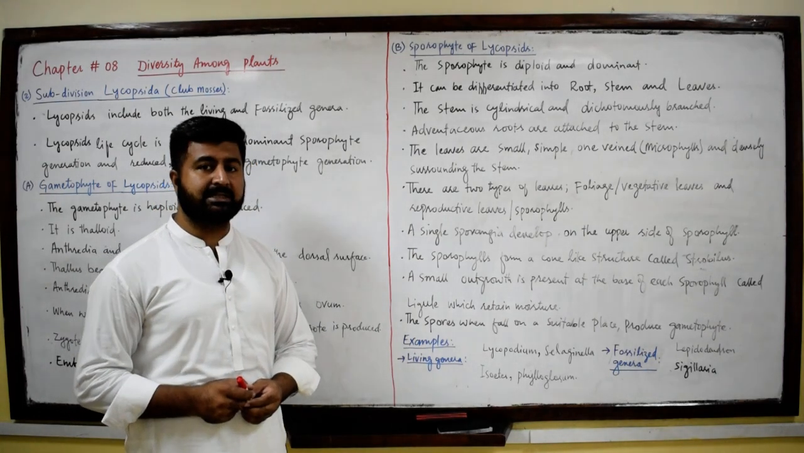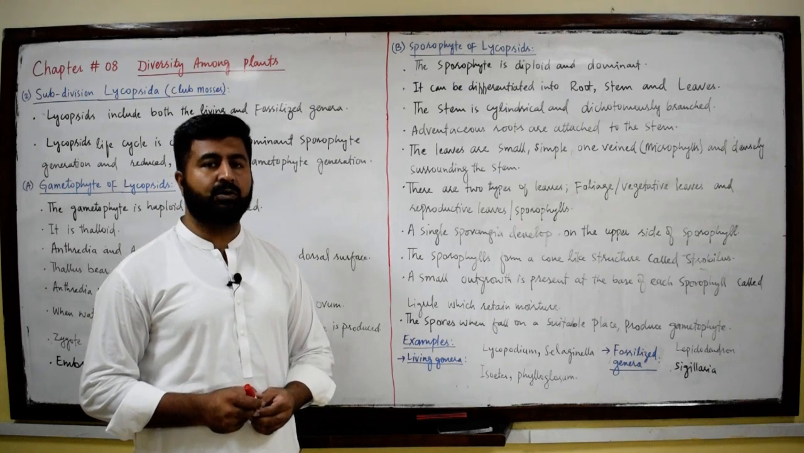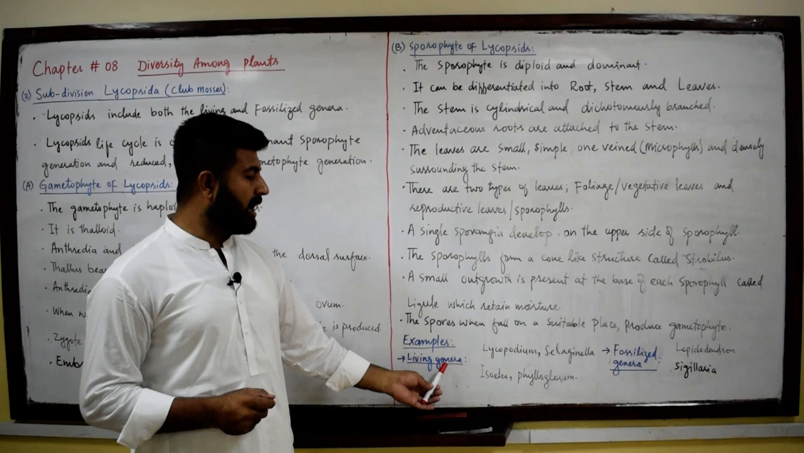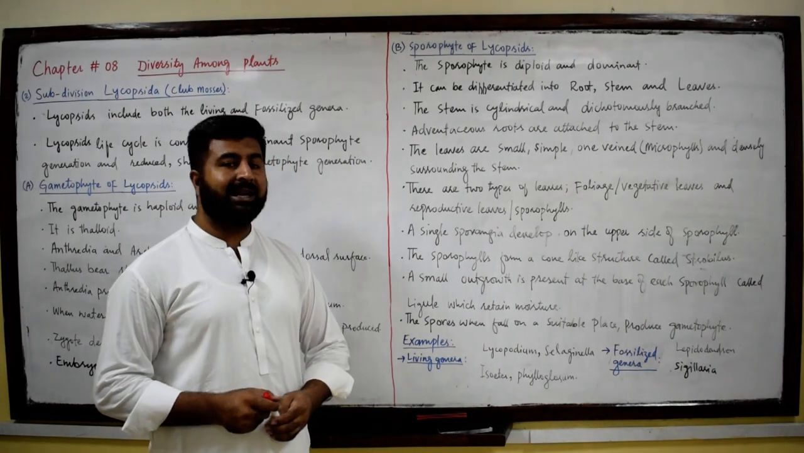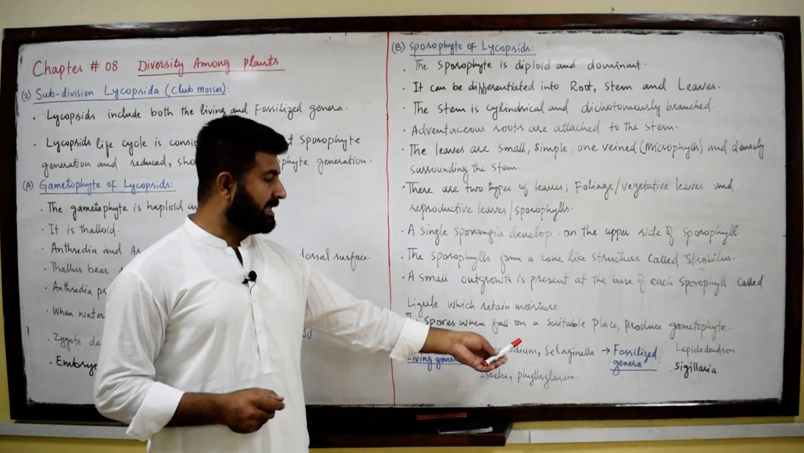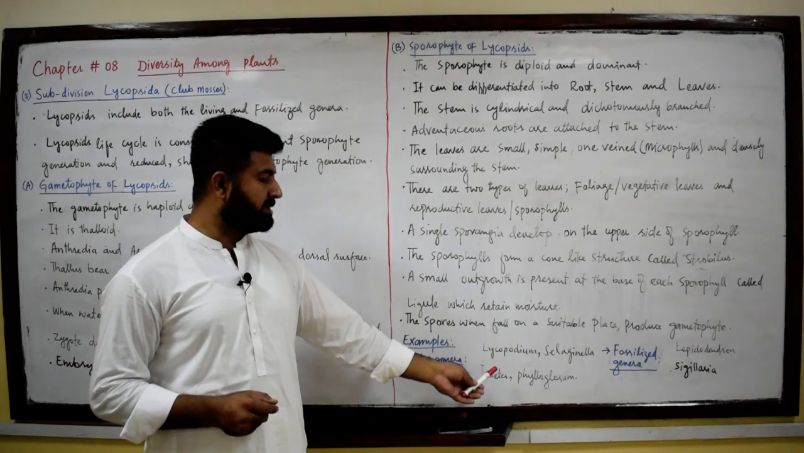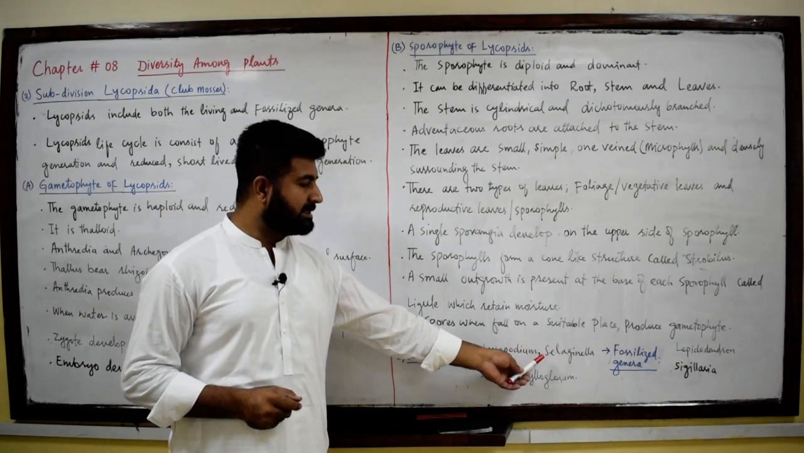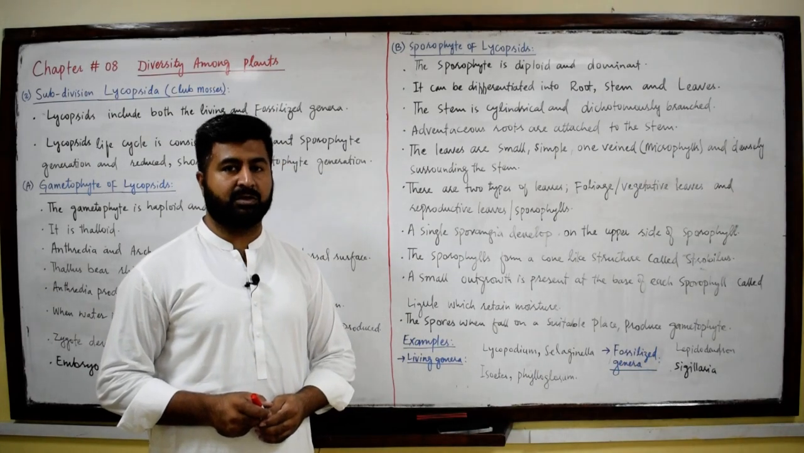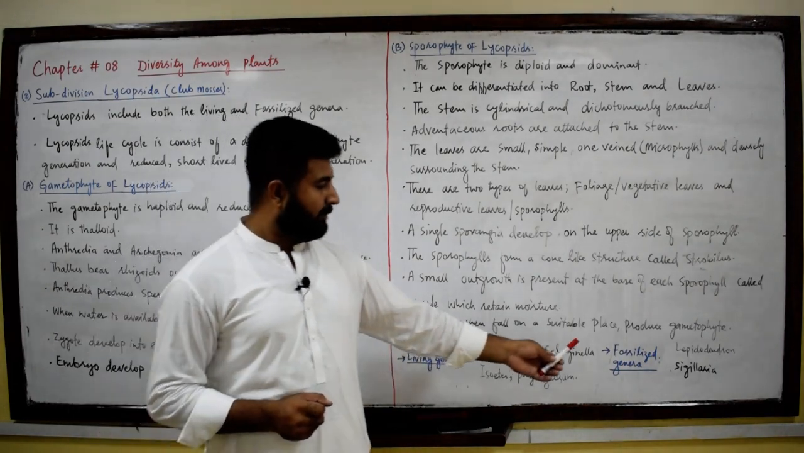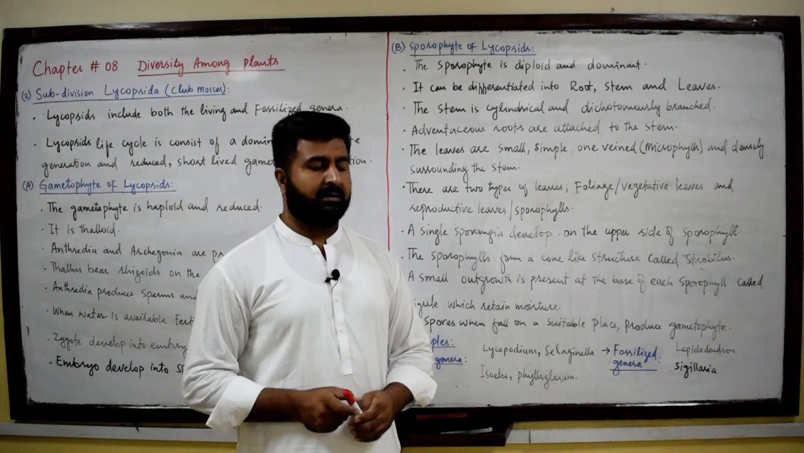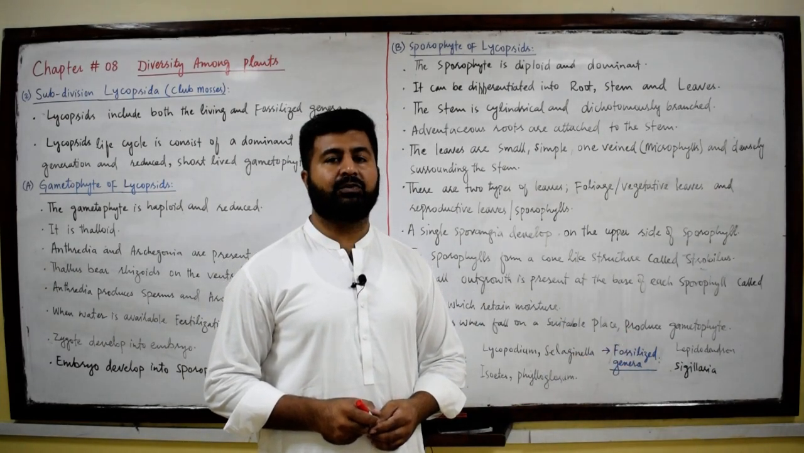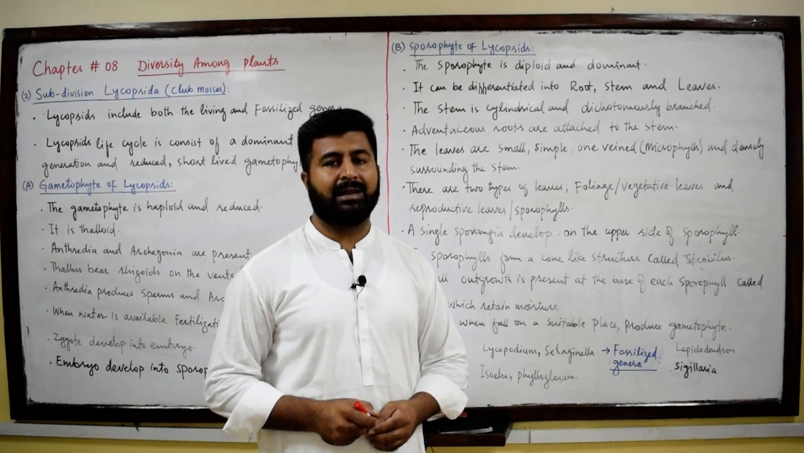As we discussed, Lycopsids include both living and fossilized genera. The living genera of the Lycopsids are Lycopodium, Selaginella, Isoetes, and Phylloglossum. You can find Selaginella near watercourses. Fossilized genera: Lepidodendron and Sigillaria are the fossilized genera of the Lycopsids.